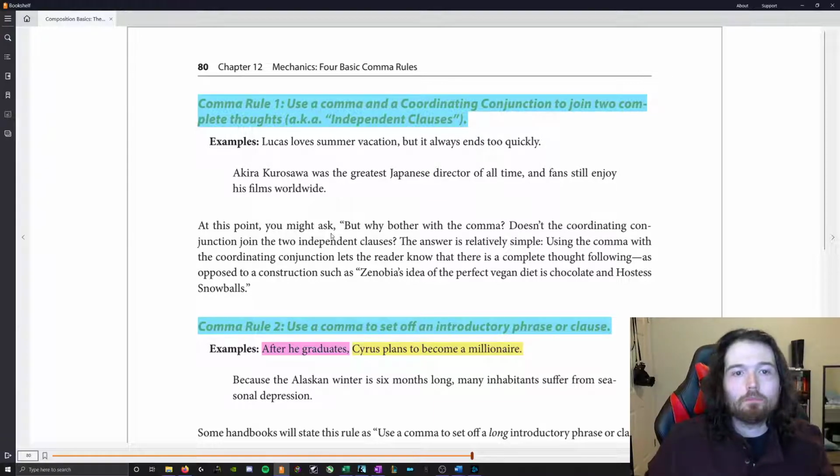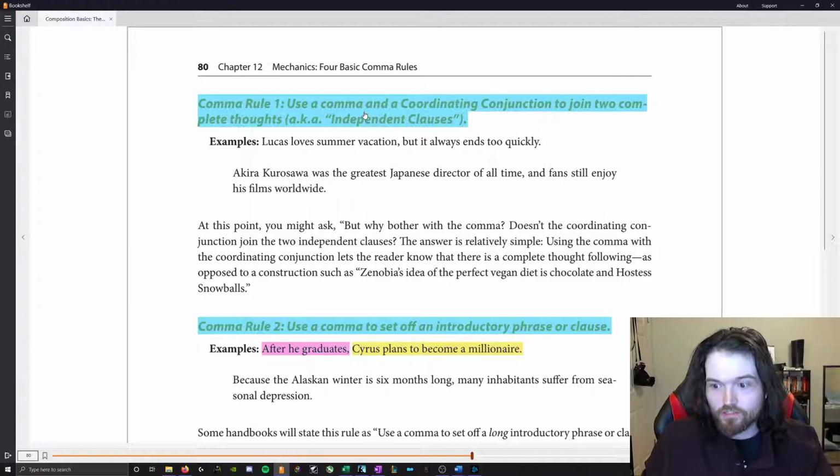So, comma rule number 1. Use a comma and a coordinating conjunction to join two complete thoughts, aka independent clauses. We have done this all semester, as I'm sure you've been doing since grade school, for all you native speakers. For all of you international English as a second language speakers, this is probably something you picked up on pretty early as well.